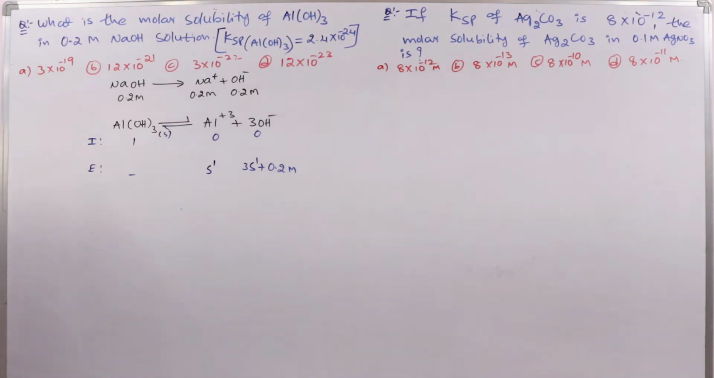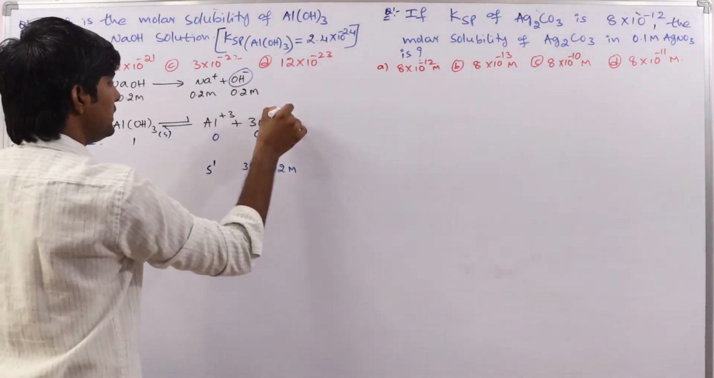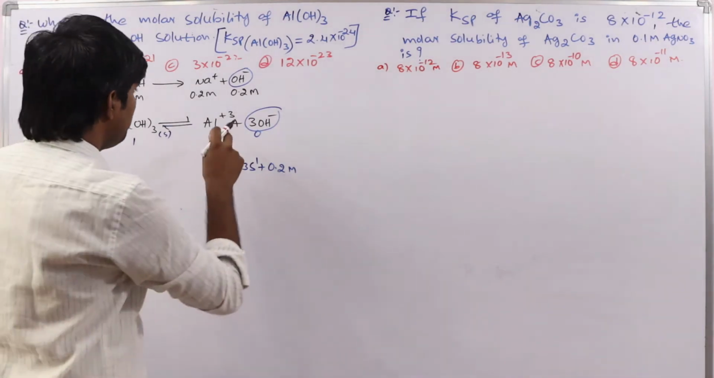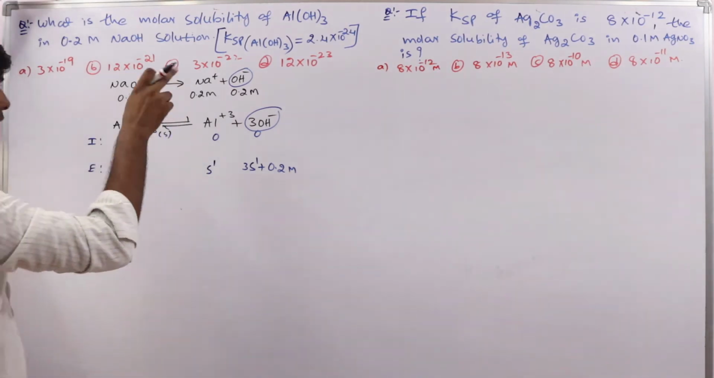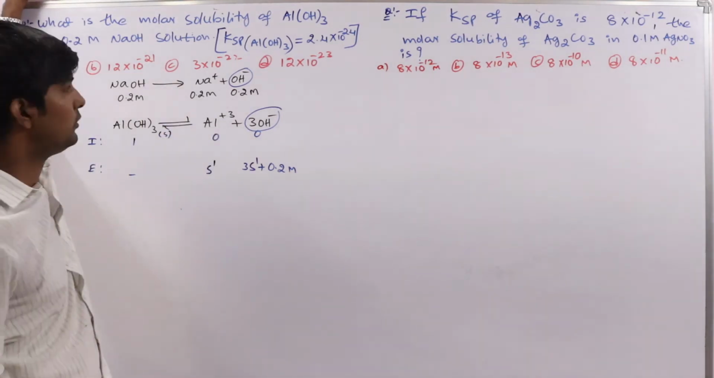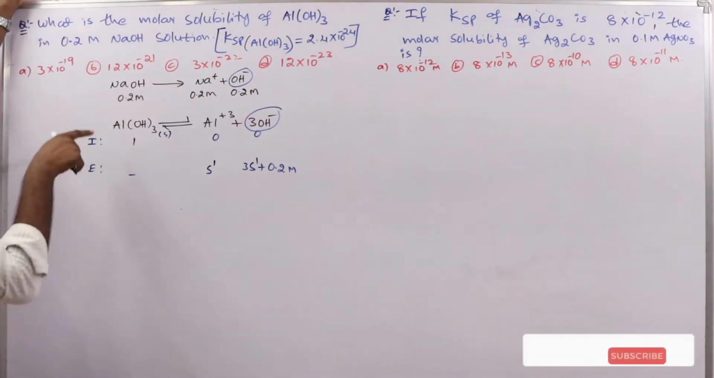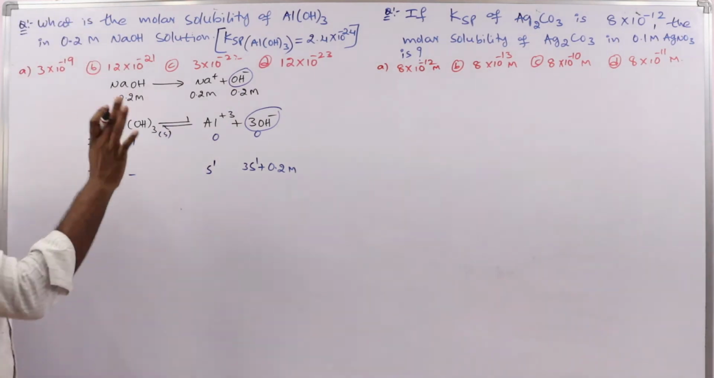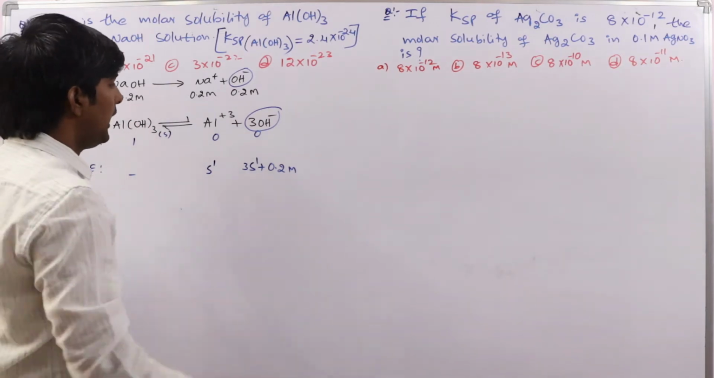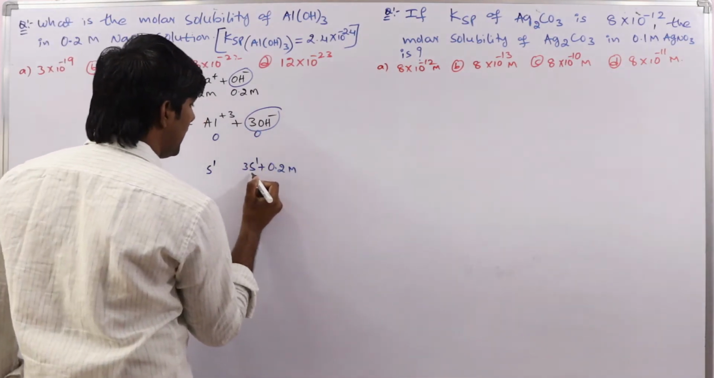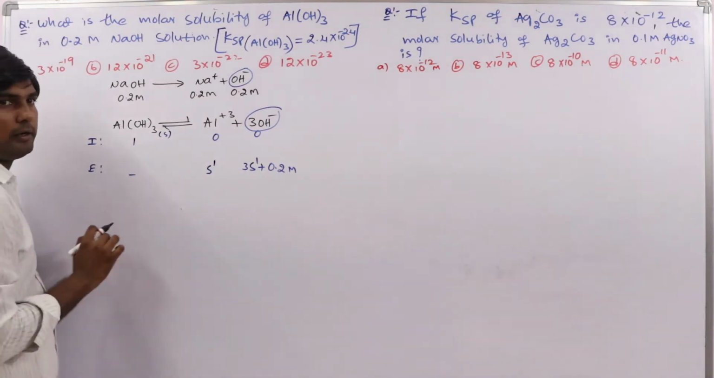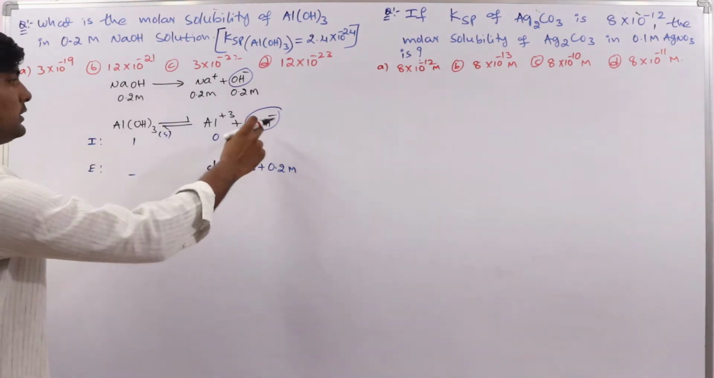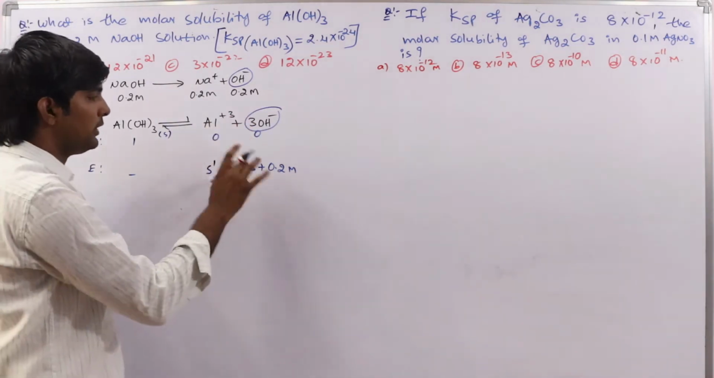What is the reason? This OH minus is a common ion, so we must consider the contribution. In the solution, OH minus ions are coming from two sources: one is from the sodium hydroxide, another is from the aluminium hydroxide. But aluminium is only coming from the aluminium hydroxide, simply S dash. Here this is the 3S dash, the contribution of aluminium hydroxide, and this is the contribution of sodium hydroxide towards the total concentration of OH minus. Clear? This step is important.